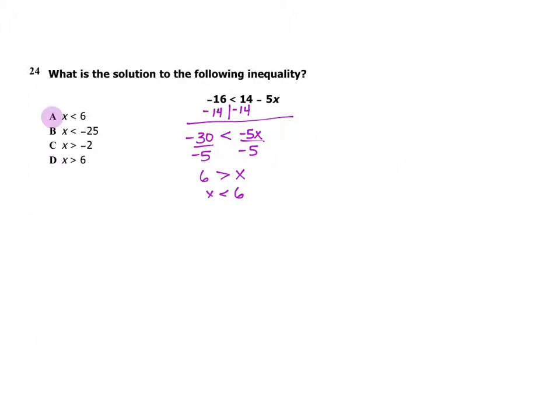Solve the inequality. So we have an inequality. It has a negative coefficient on the x, which makes me remember that I'm going to have to do some symbol flippage. So I'm just using my properties of equality. I subtracted 14 from both sides. Get negative 30 is less than negative 5x. Divide by negative 5. And x is less than 6. Flipping the symbol because I divided by negative 5. That means I'm looking for the answer that matches x is greater than 6.